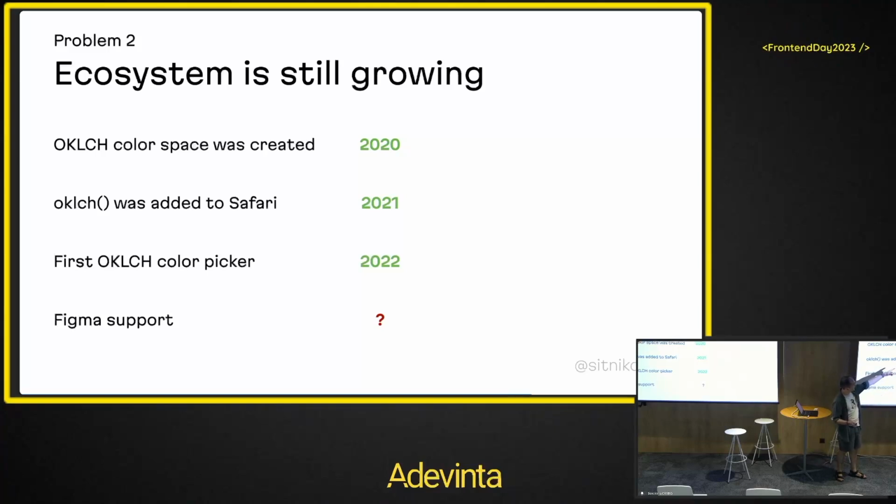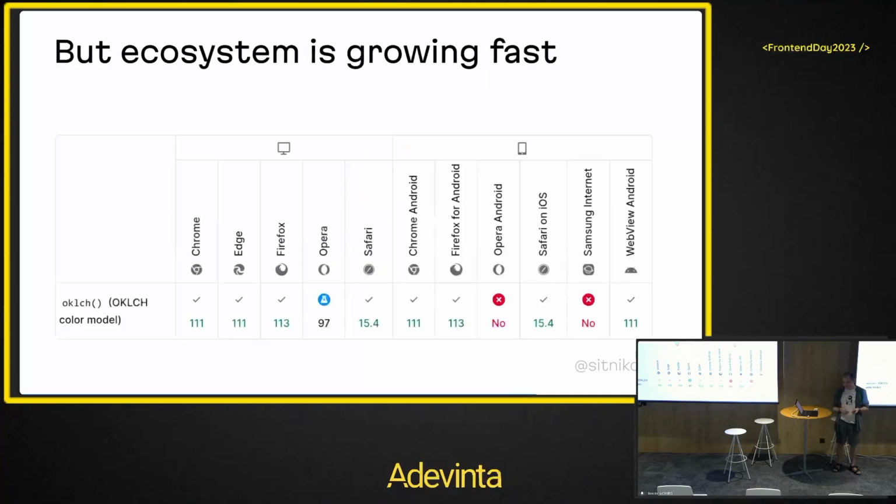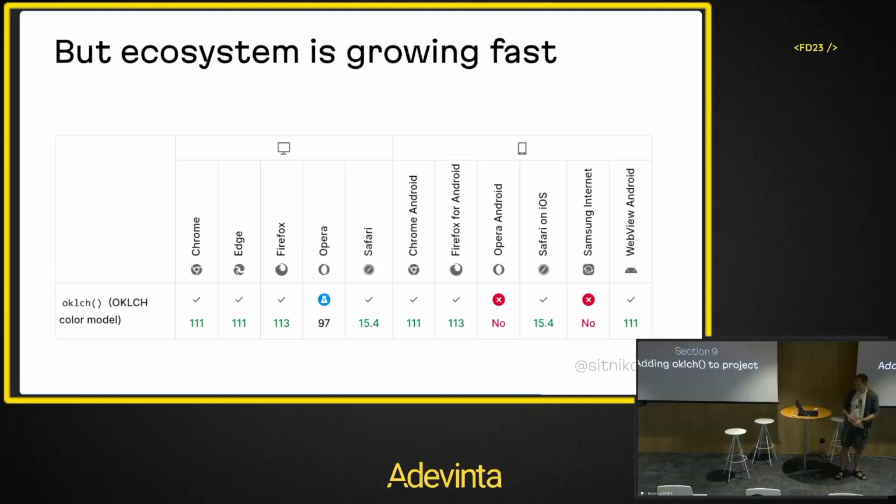But the good part is that it was created just 3 years ago, and I'm sure that in Barcelona there is only a very small number of people who know it. So if you implement it on your project, maybe it will be the first site in Barcelona which uses OKLCH, which is cool. Okay, it's supported right now by many browsers. Maybe not the smallest ones, like Samsung Internet or Opera, but all current major browsers already support it, and this is a good thing.